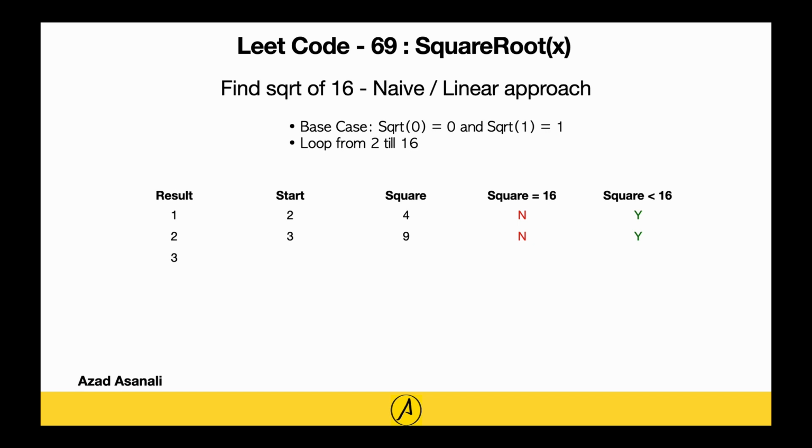Next we increment the start by 1, so we check the square of 4, which is 16. Yes, 16 is equal to 16. So we fix the result as 4 and break from the loop. Our result will be 4. So what is the runtime complexity of this solution? It's square root of n.